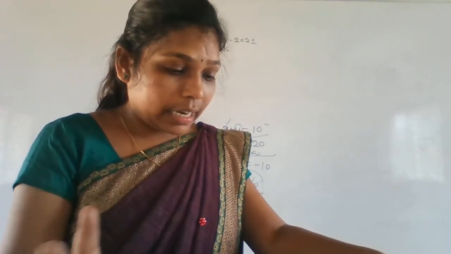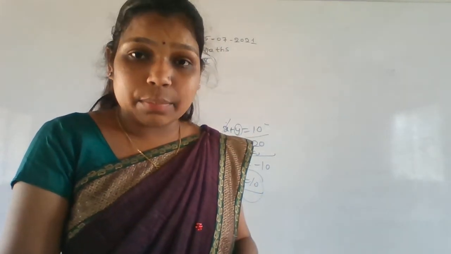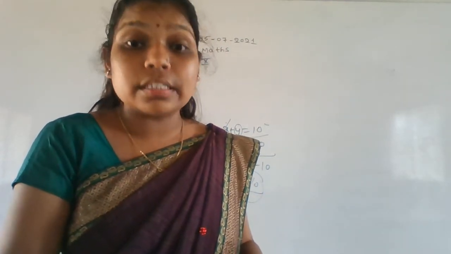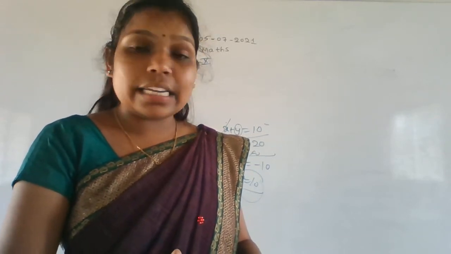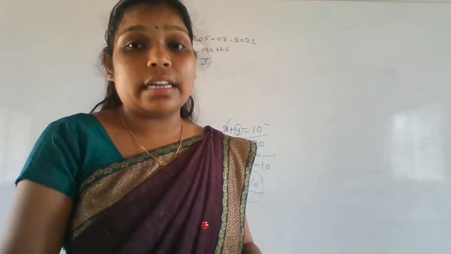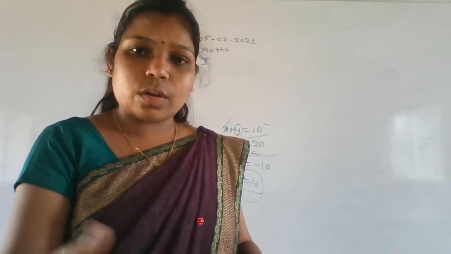And the 8th chapter is real numbers. In real numbers, what are the types of numbers? Rational as well as irrational numbers are there, right? So in real numbers, we'll discuss rational and irrational numbers. We have some problems, and based on that, we'll solve.